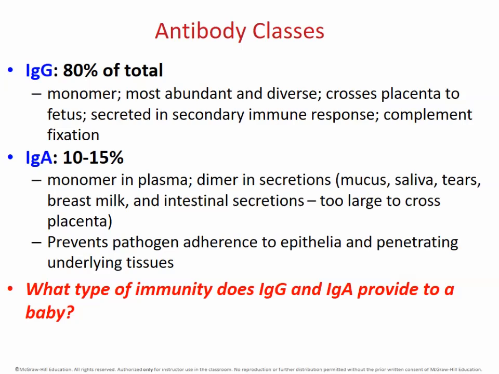So as an example, what type of immunity would G and A provide to a baby from the mother? Do y'all remember that? Would that be active or passive? Passive. Yeah. Passive, right. Very good.